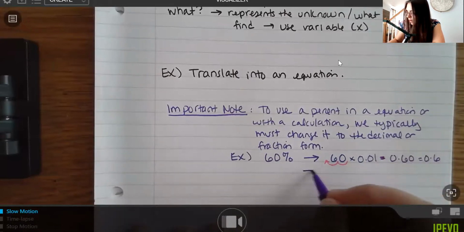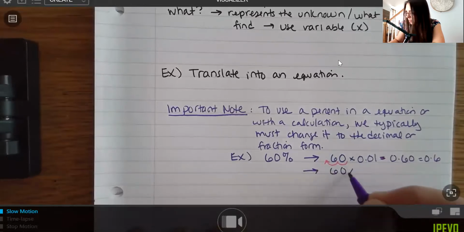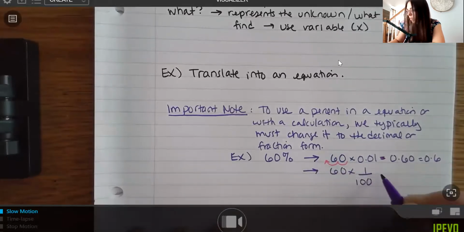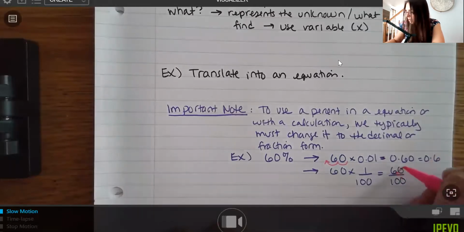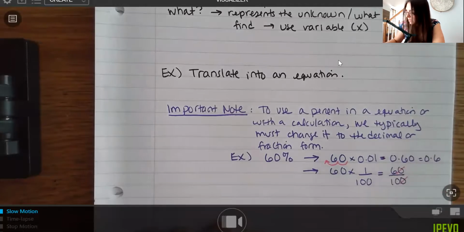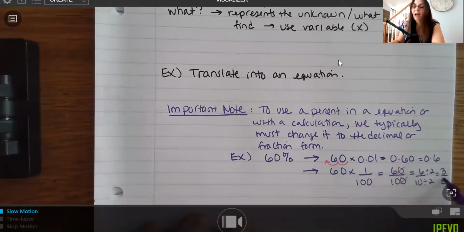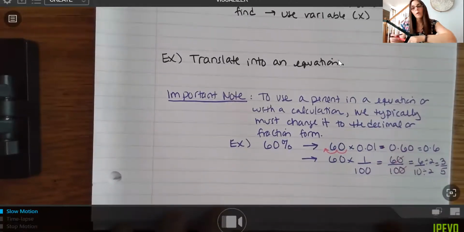Or if you want to use the fraction form, you're taking that 60 and you're multiplying it also by 100th, but in the fraction version. So you have 60 over 100 here. I can cancel out a pair of zeros right away. That's actually dividing by 10. And then I can keep simplifying by dividing this by 2. And we have 3/5.